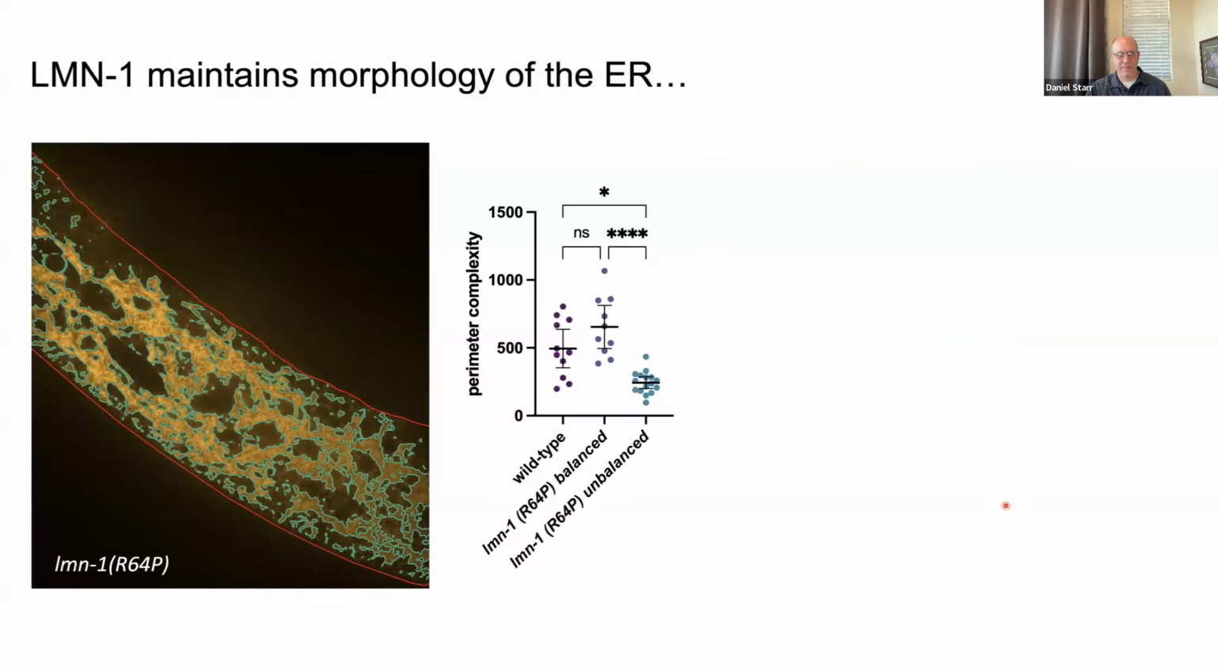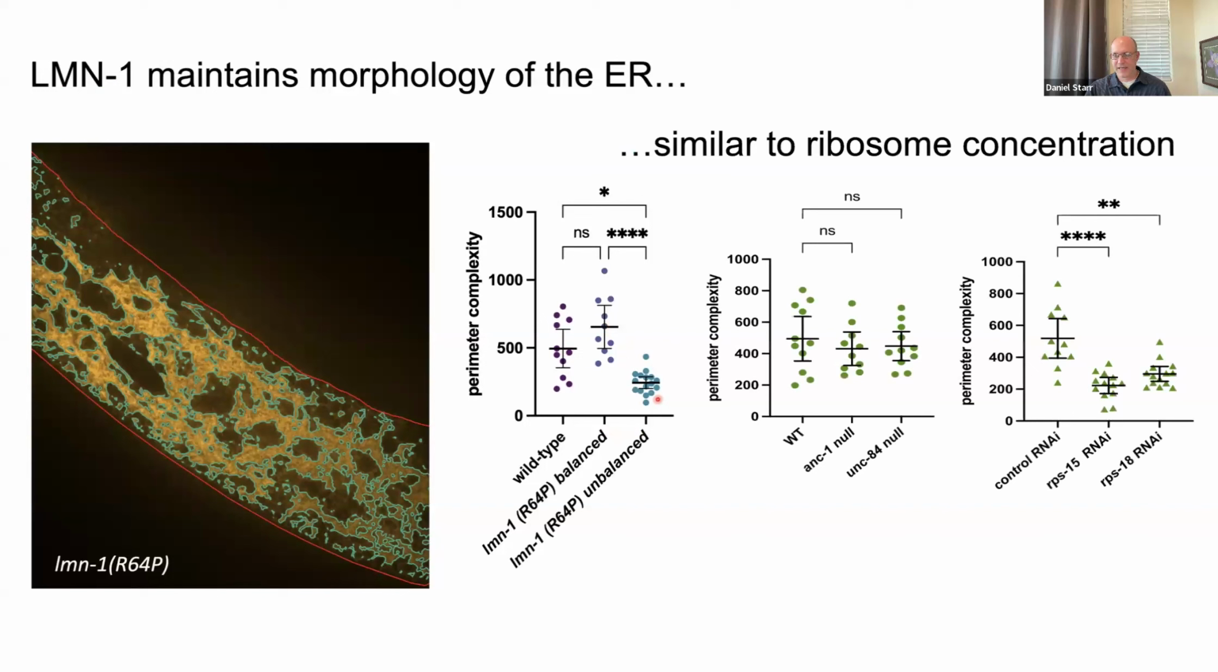So let's look at the ER. In the ER, this is a heterozygous control. There's no phenotype here from wild type, but in the homozygous R64P mutants, you can see the complexity of the ER has gone down compared to wild type. This again doesn't look like ANC-1. There was no change in this perimeter complexity in ANC-1, but it does look like ribosomes.